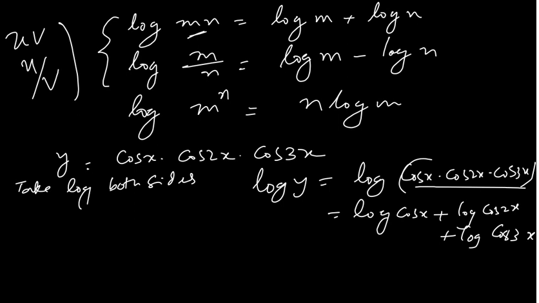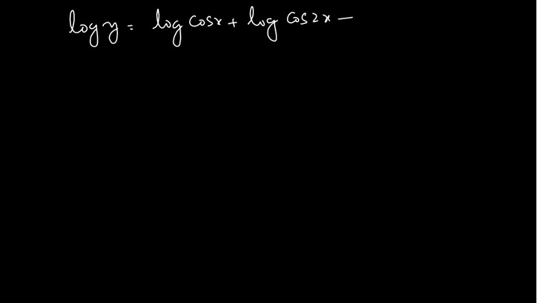Yeah, so I rewrite that. You have log y equal to log cos x plus log cos 2x plus log cos 3x. Now we want to differentiate LHS and RHS. So I write down this one like this and LHS differentiation.